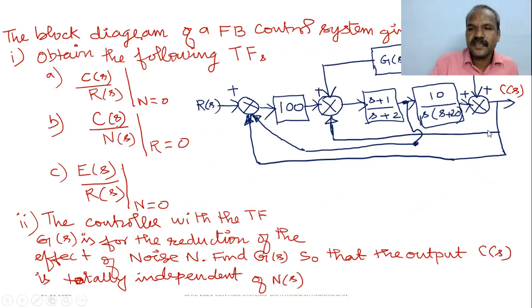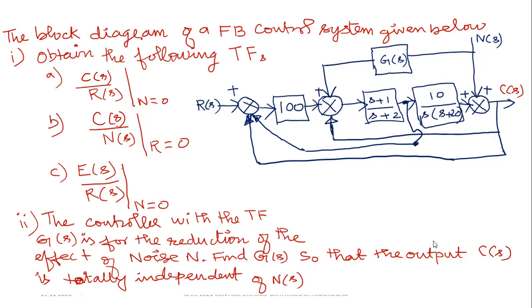So next question is, the block diagram of a feedback control system given below. From this block diagram, obtain the following transfer functions. What are the transfer functions? C of S divided by R of S, with n equal to 0.